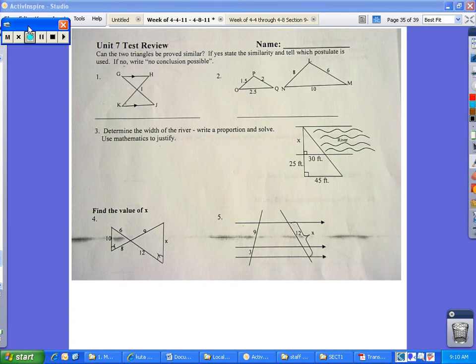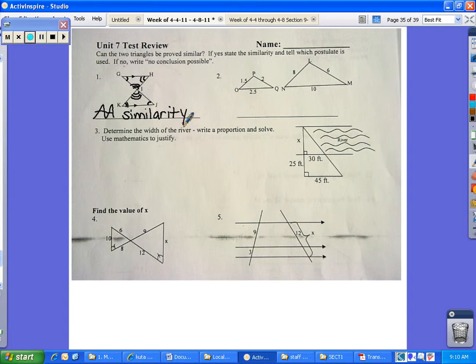In number 1, it wants to know if these triangles are similar. You can conclude that this angle is congruent to this angle because of alternate interior angles, which means that these two are congruent as well. And also, you can conclude the vertical angles are also congruent. So therefore, it's really just by the angle-angle similarity postulate that these are similar.